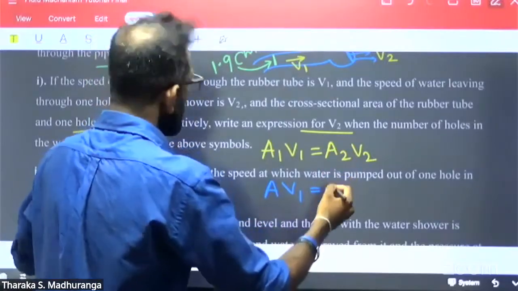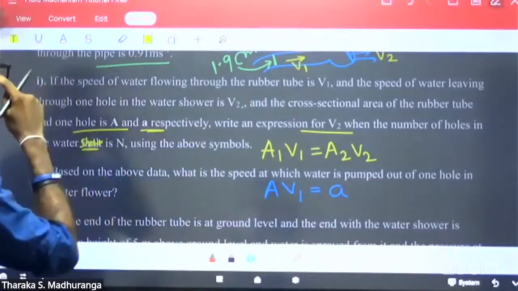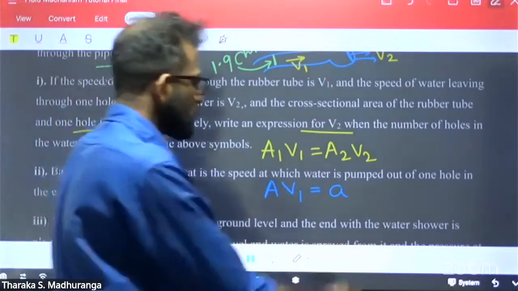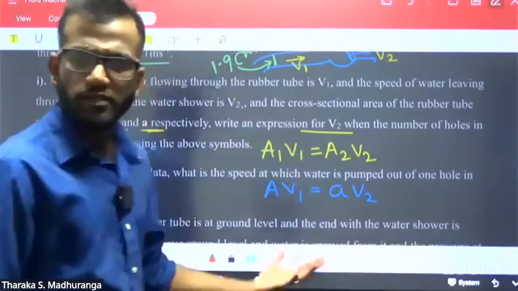A2 is simple A. Now it is V2. Is it correct?